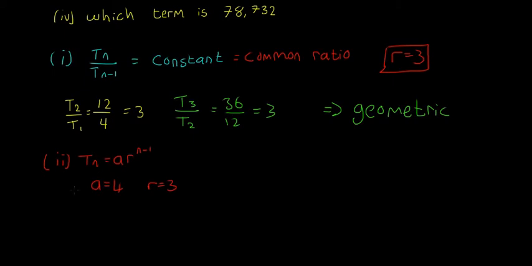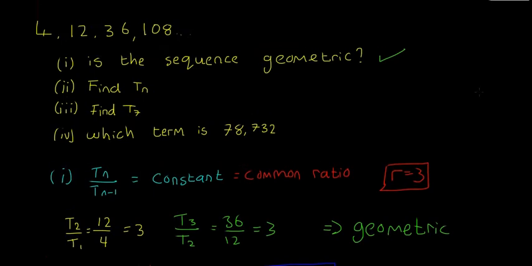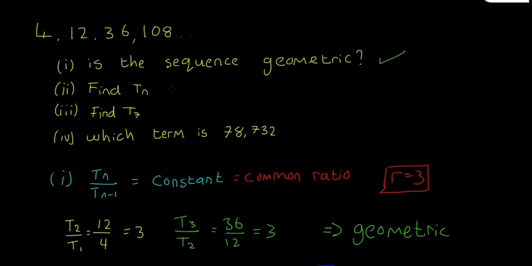Now we can find our t of n. I'll also write it over here. We're going to say that t of n is equal to 4 multiplied by 3 to the power of n minus 1. So that should be a 3. And there's our t of n. That's our second part done. I'll do another green tick.